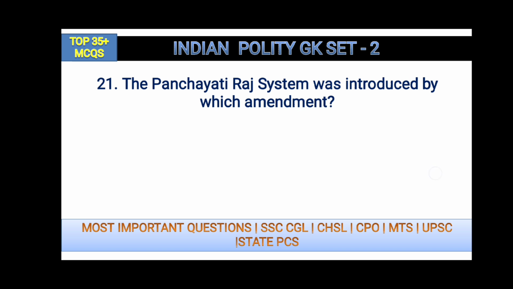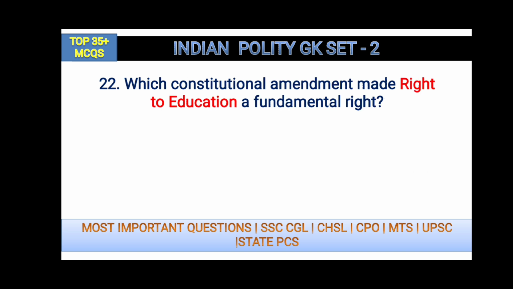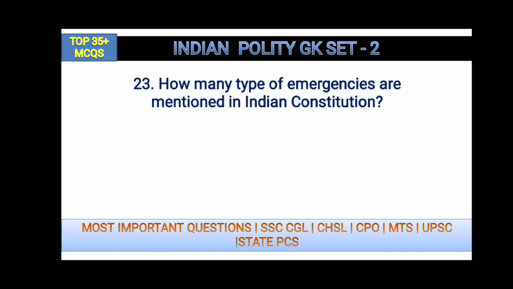The Panchayati Raj system was introduced by which amendment? Again, a very important question. It is the 73rd amendment. Which constitutional amendment made right to education a fundamental right? It is the 86th amendment. How many types of emergency are mentioned in the Indian Constitution? In total there are 3 types of emergency in the Indian Constitution.